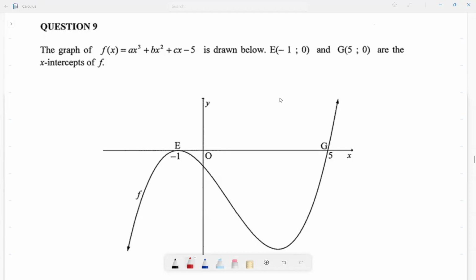So let's look at question 9, cubic function. How beautiful. So let's see what you have. The graph of f(x) = ax³ + bx² + cx − 5 is drawn below. Then E with coordinates (−1, 0) and G with coordinates (5, 0) are the x-intercepts of f.